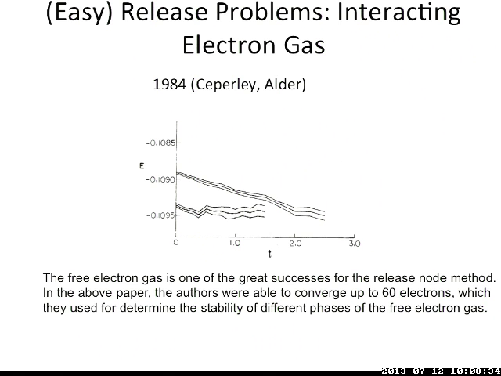So there are some easier release node problems. Not that the sign problem doesn't always kill you in the end. But back in 1980, the date's wrong here, I guess this was 81 or 82, Ceperley and Alder did the interacting electron gas. They did it with 50 to 60 electrons, and they were actually able to get quite a converged result. So on the graph here is the trace of the energy of two different wave functions that they looked at, and they wanted to show that they would converge to the same energies, and they do more or less.